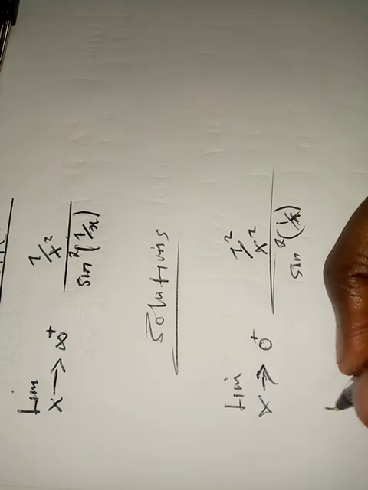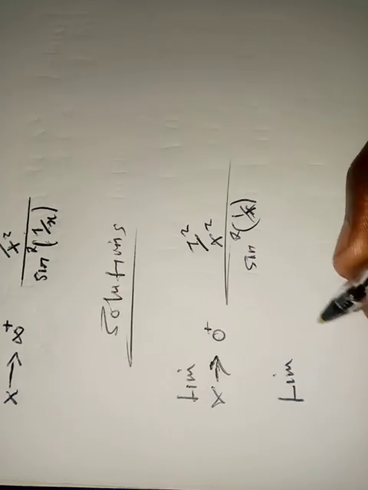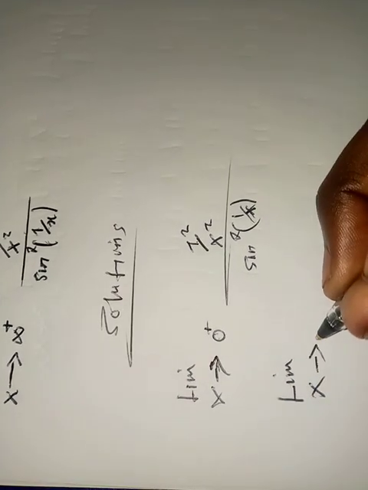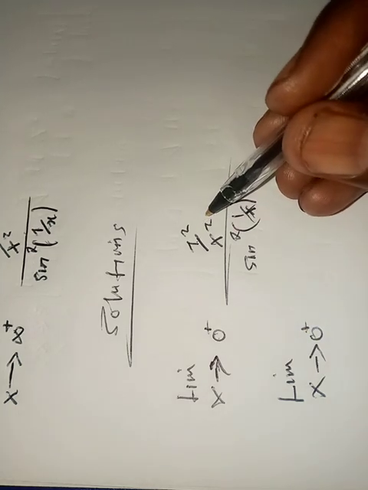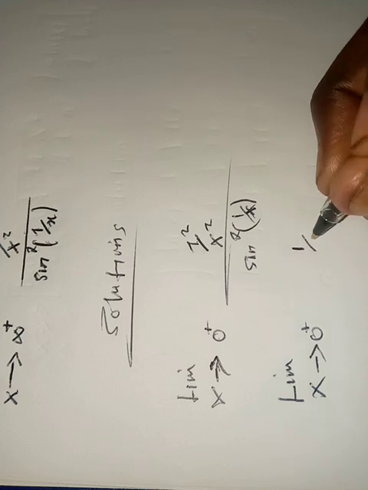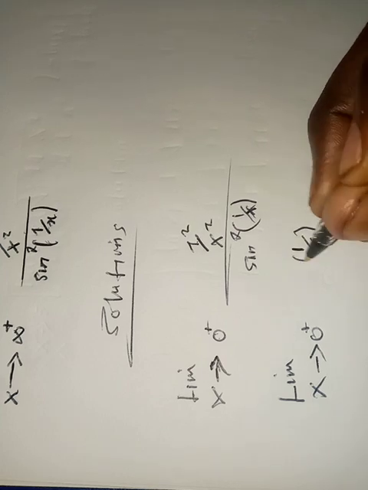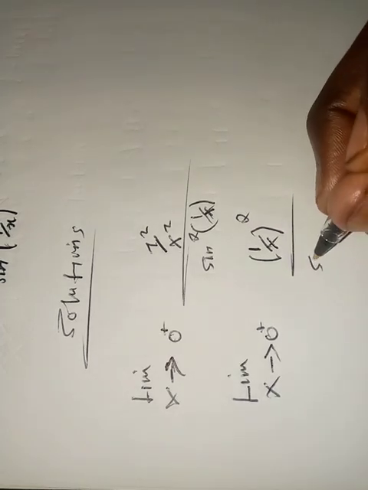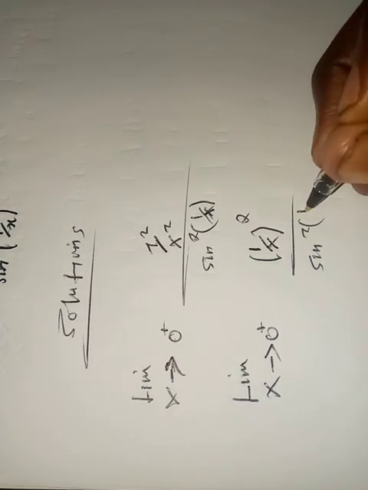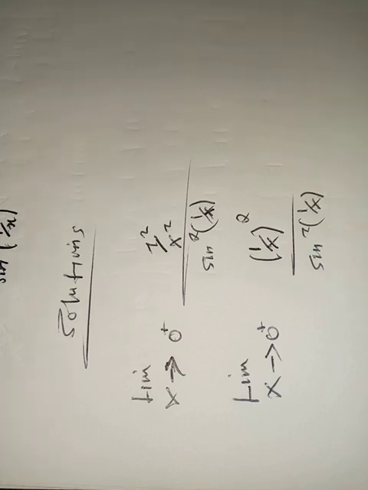You can still proceed by saying limit as x approaching positive 0, just 0. Then you can factorize the power there. I can still write this expression in that form, then over sine of 1 over x, like that.